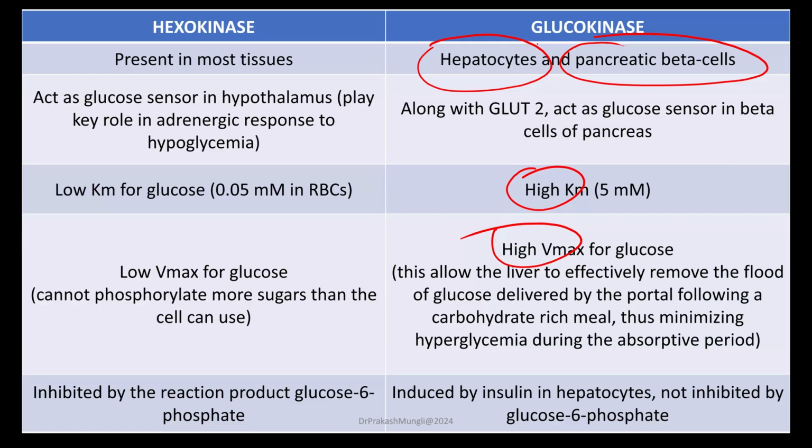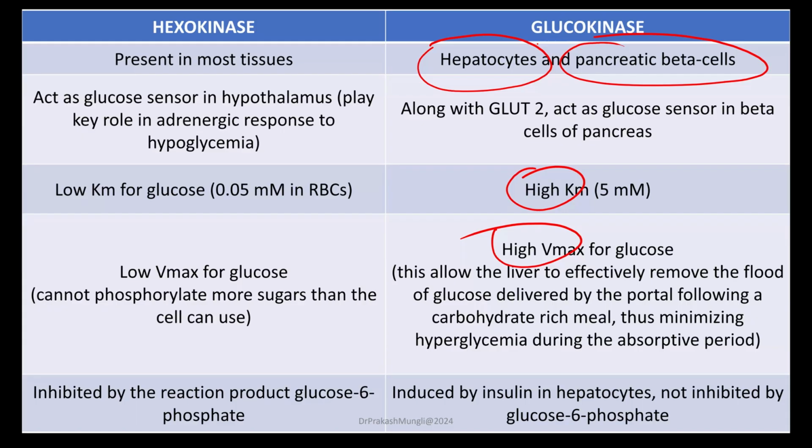It should not work all the time. It should work only when there is a higher glucose. That is why glucokinase is a high Km enzyme. Its Km is 5 millimoles. Okay, so it is about 5 millimoles. It's about 70 milligrams per deciliter or something. Right. So at that time it will allow glucose to get in.